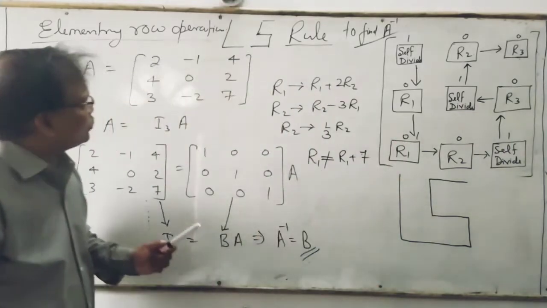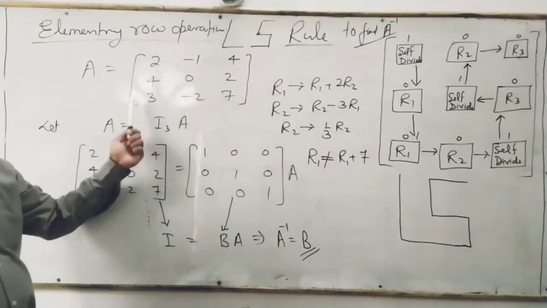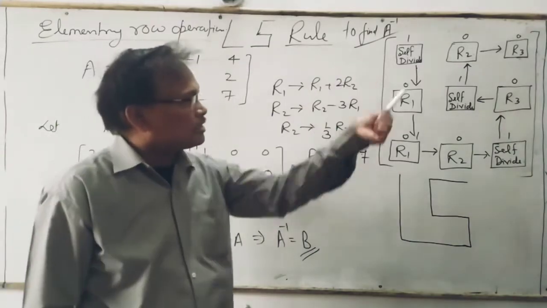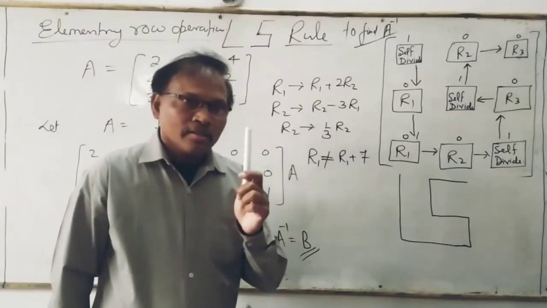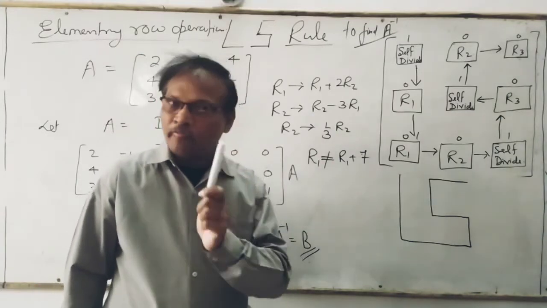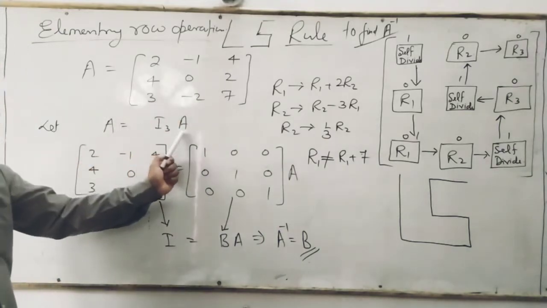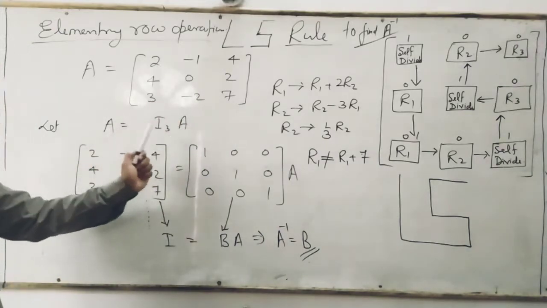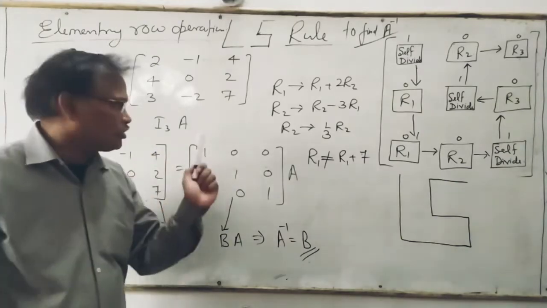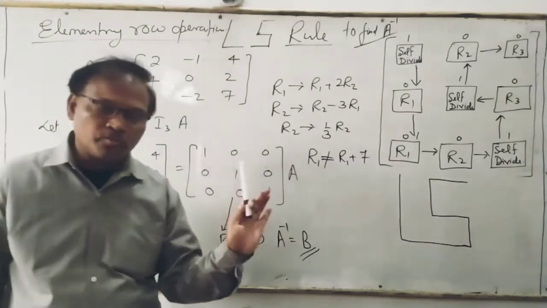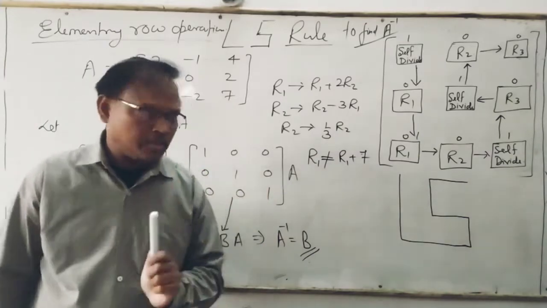When you have a question, suppose this question, and you have to find the inverse of this matrix by using this method, you have to apply one formula. You let A equal to I3A. The two are the same. Why? I3 is a unit matrix. When you multiply a matrix by the unit matrix, you get the same matrix. So there is no problem. But this is the method.